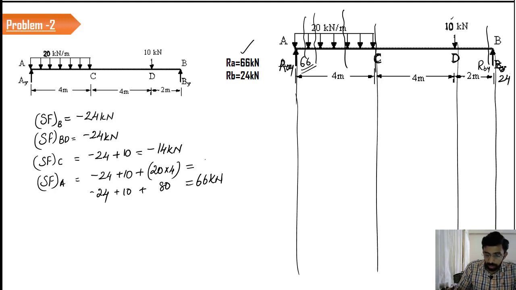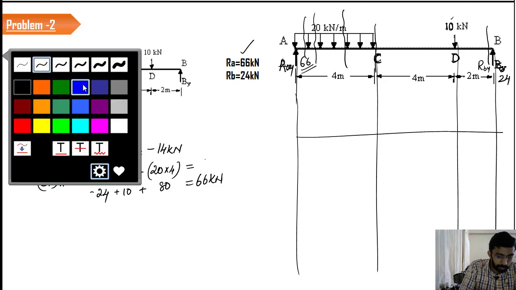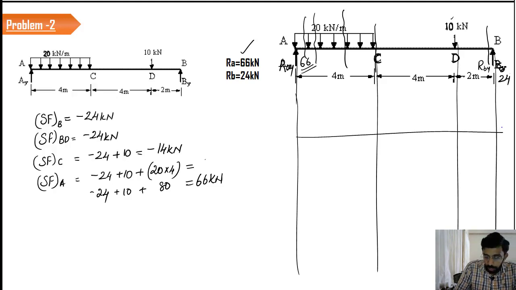These are the locations I am interested in. I will drop a horizontal line. I will choose some other color for the shear force diagram. So the value at B was minus 24 kilonewton, so I have marked it as minus 24. Now up to D, the value remains unchanged and it is equal to 24. So when you reach the point, I will add one more shear force here.